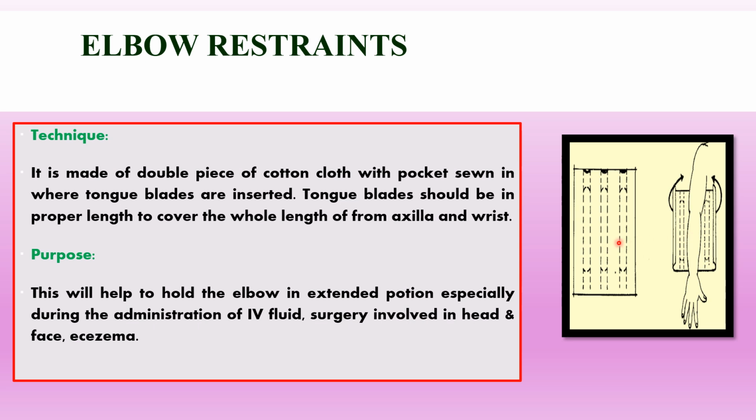So after making the elbow restraints, we can keep the hand of the child. After application of the cotton pad, we can tie it properly. The tongue blade should be of proper length to cover the whole length from the axilla to the wrist. The size of the elbow restraint should be according to the hand size of the child only.